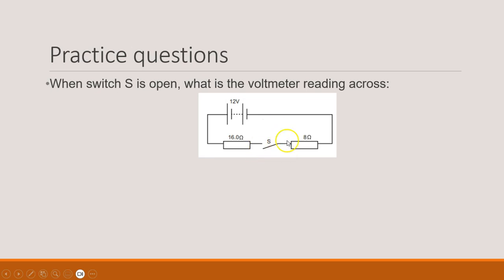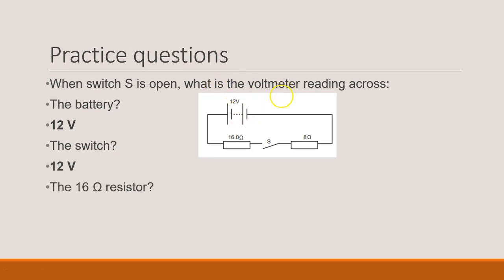When switch S is open, what is the voltmeter reading across the battery? Well, the battery contains chemical potential energy. It is still going to read 12 volts even if the circuit's not connected. What will be the voltmeter reading across the open switch? Well, remember that we learned that the voltage across an open switch is the same as the voltage of the battery, so it will also read 12 volts. When the switch is open, what would be the voltmeter reading across the 16 ohm resistor? There's no current moving through the circuit, so it will be 0 volts.